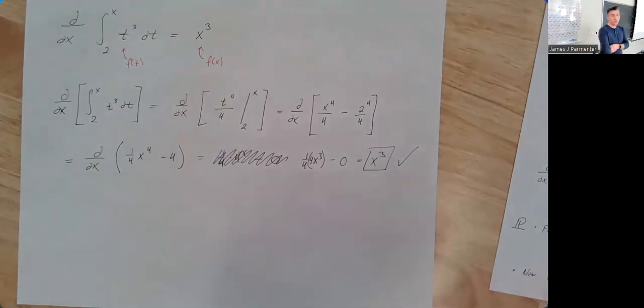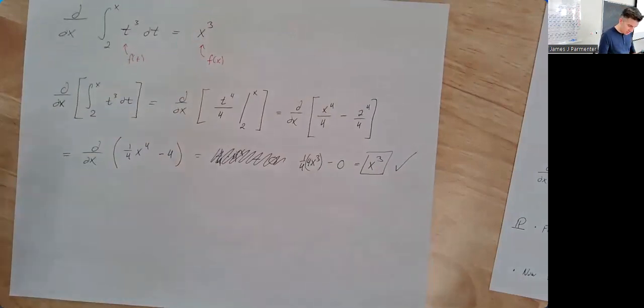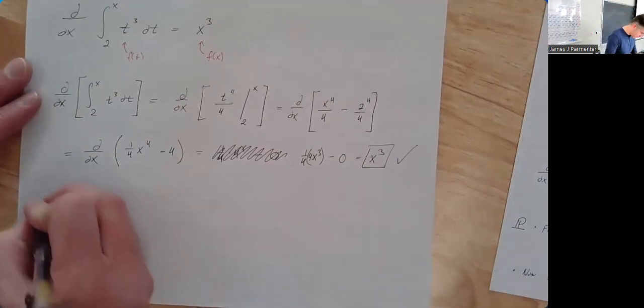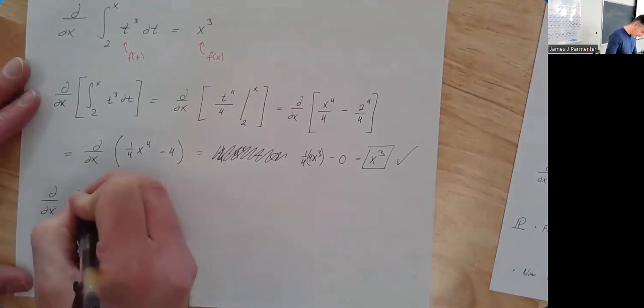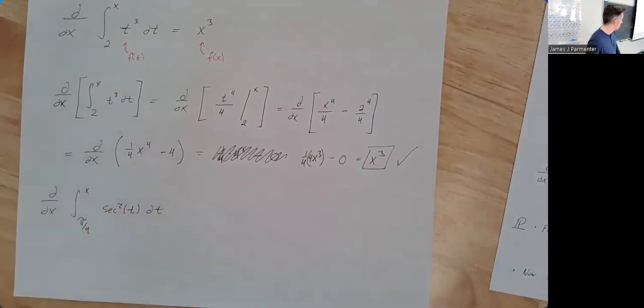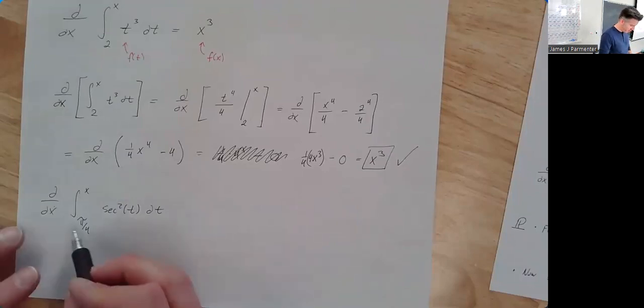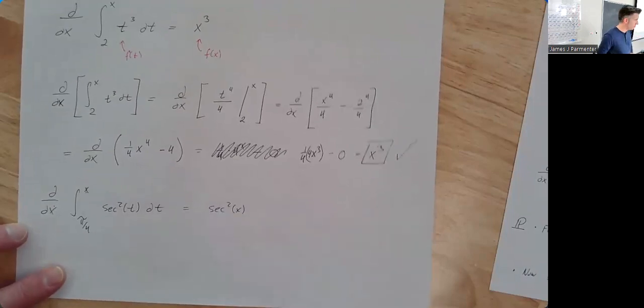So someone might ask you to anti-differentiate and differentiate to actually see that it works. But long story short, we don't have to do this. If someone's asking you to find something like, I don't know, the derivative of the integral from pi over 4 to x of secant squared of t dt, we could do the long way. But really, we should just be able to say, well, I'm going from a constant to x, so that's going to be secant squared of x. End of story.